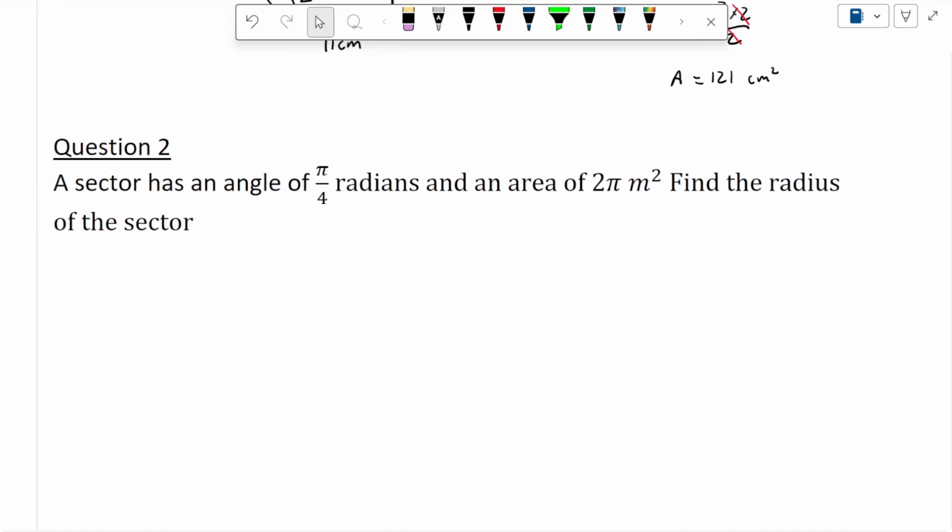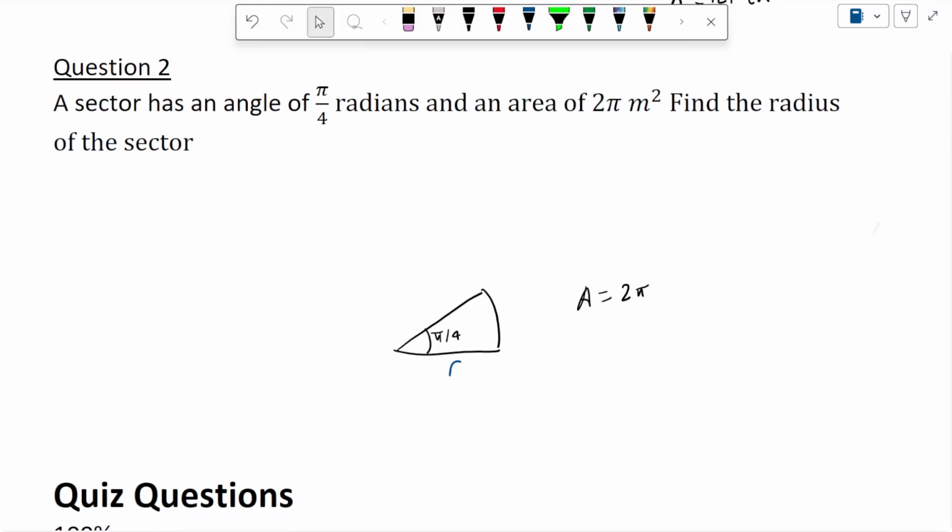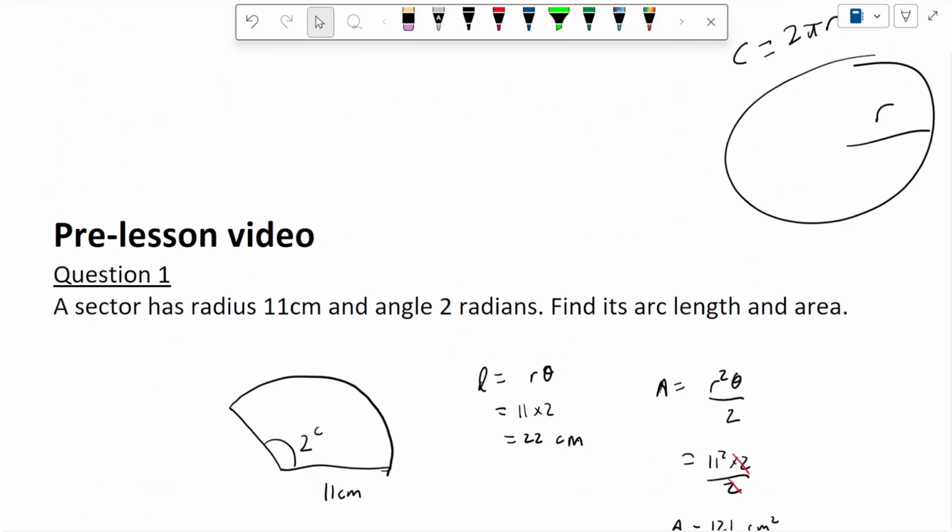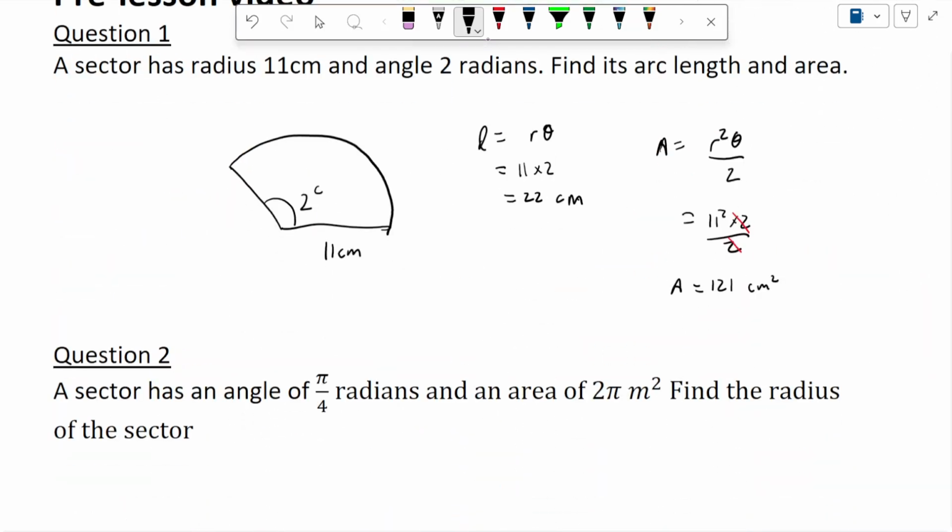A sector has an angle of pi over 4 radians. So by the way, that's about 45 degrees, pi over 4. And it's got an area of 2 pi meters squared. Find the radius. So we're just going to leave that as r there. Now, area is 2 pi. But area is also theta r squared over 2. And that just comes from that formula up there.